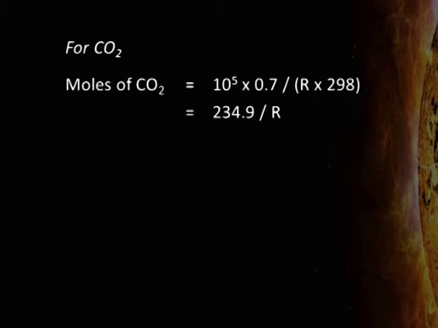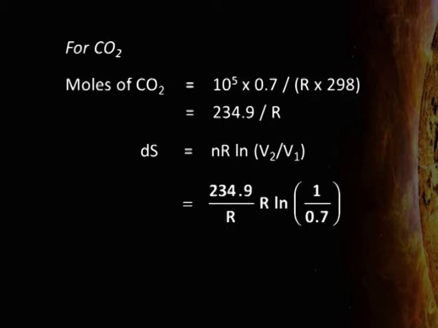Now, as you know that dS is equal to nR natural log V2 divided by V1, we will get dS is equal to 234.9 divided by R multiplied by R natural log 1 upon 0.7. You will get dS is equal to 234.9 natural log 1 divided by 0.7 equal to 83.78 joules per degree Celsius or joules per Kelvin.